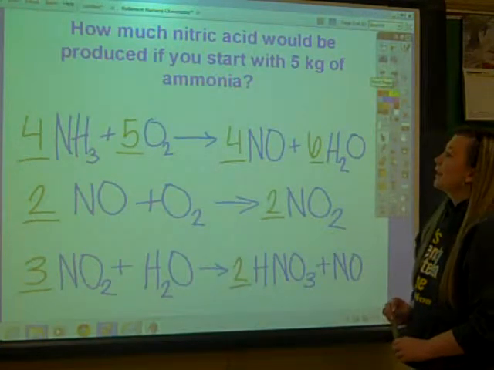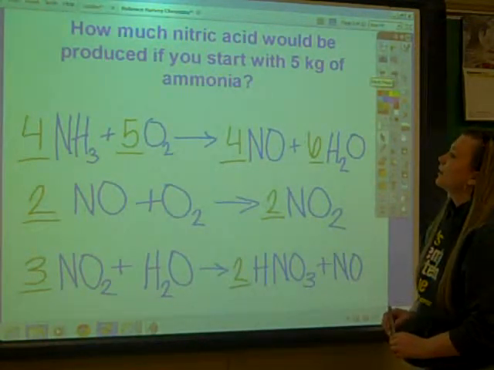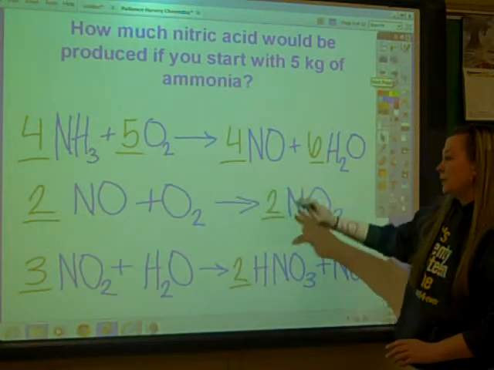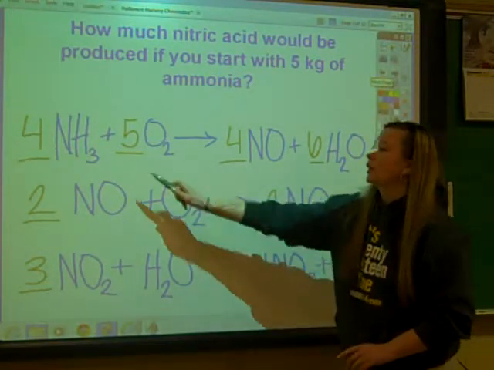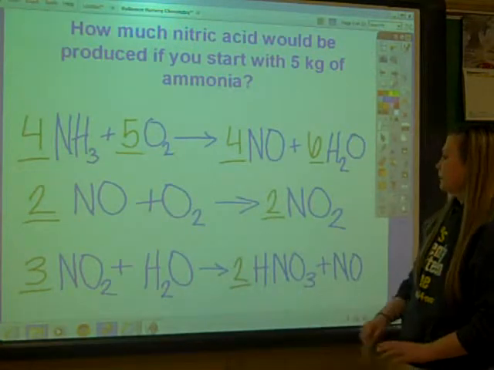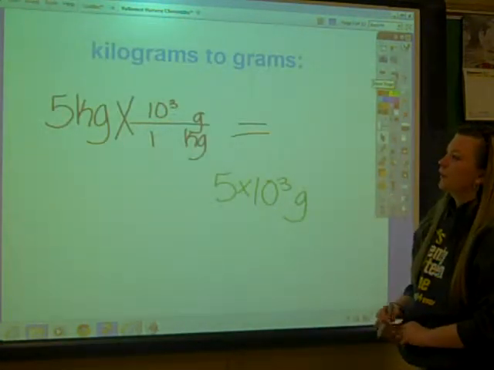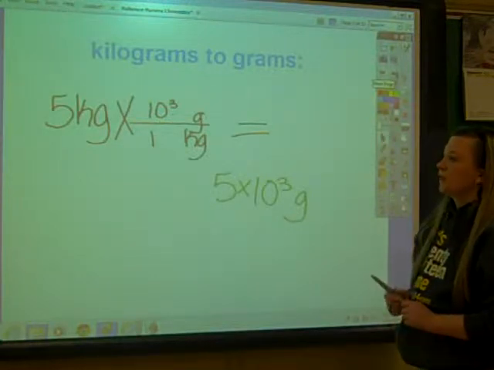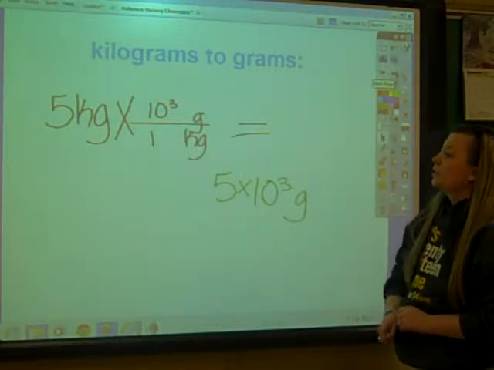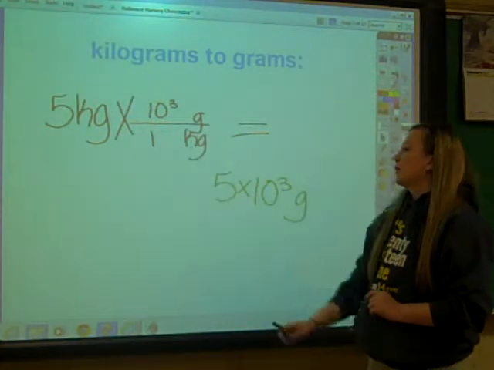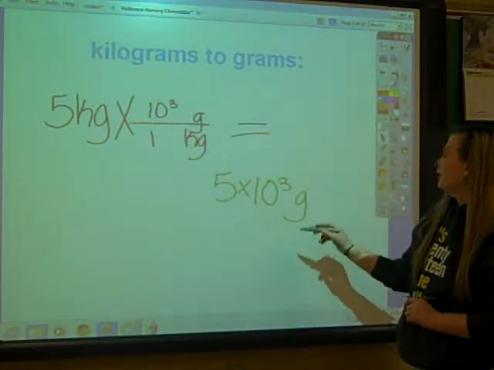How much nitric acid would be produced if you start with 5 kilograms of ammonium? Your problem is 3 steps because you start with ammonium and you get nitric acid. First you need to convert kilograms to grams because in stoichiometry you use grams. There are 1,000 grams in 1 kilogram, so you have 5 times 10 to the third grams.